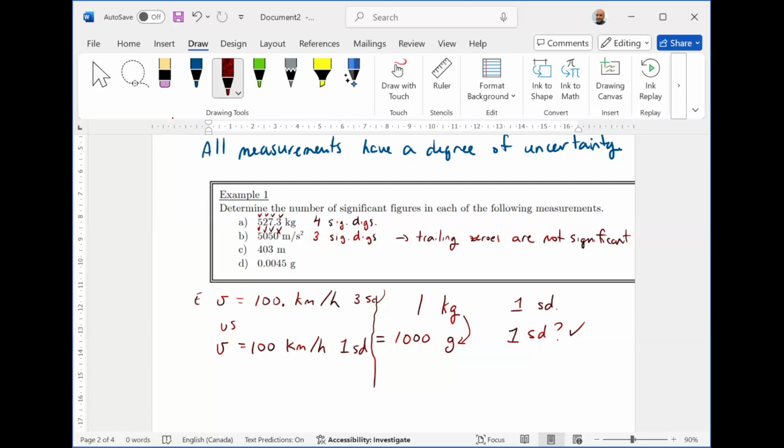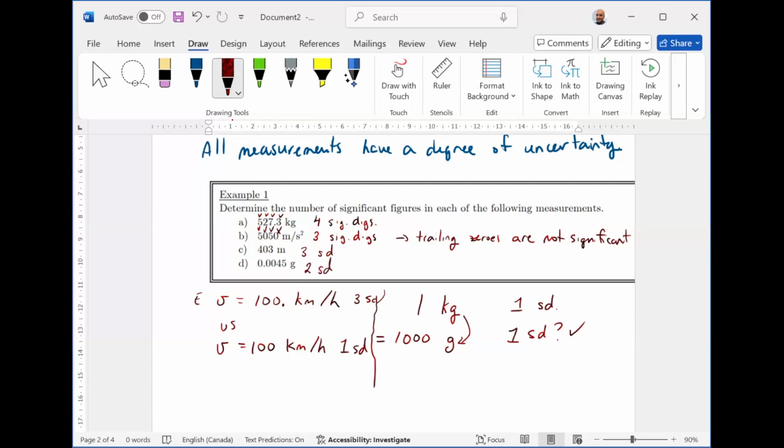Okay, let's wrap this up. What do you guys think? How many significant digits are there in example C? This 403 meters. 3. We got 3. Agree. And what about this last one here? What do you guys think? It's a bit of a curveball. 5. Got caught with the curveball. So this one is going to have 2 significant digits.